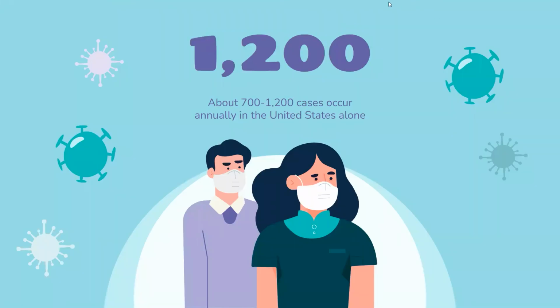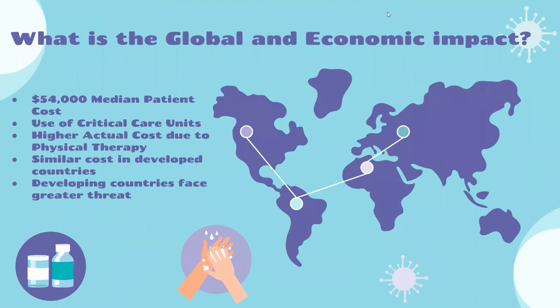Here in the States, the prevalence of the disease is rare. Only about 700 to 1,200 cases happen annually. But let's go ahead and look at the global as well as the economic impact of the disease. Now, the median cost is $54,000 here in the States. This is due to the length of stay, the need for critical care units, and aggressive surgeries. That's very similar across developed countries equipped with the ability to treat the disease. For example, a study looking into the healthcare system of Australia found the median cost to be $64,000. So it's pretty close to home here.